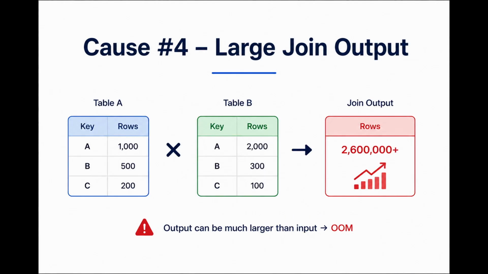Sometimes the input data isn't the problem. The output is. Imagine customer A appears 1,000 times in one table and 2,000 times in another. When Spark joins those records, it produces 2 million matching rows for that single customer. This is called a many-to-many join explosion. Even though the input datasets seem manageable, the output becomes dramatically larger, consuming huge amounts of memory and potentially causing executor OOM. Always understand the cardinality of your join.